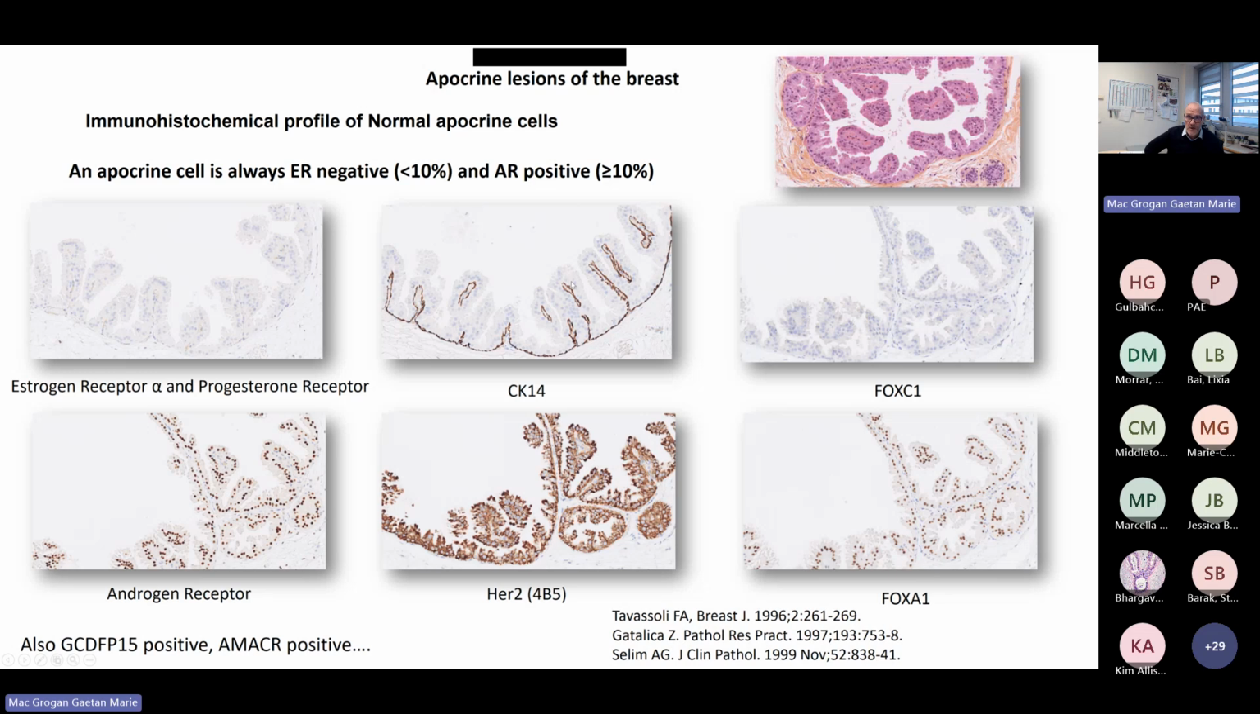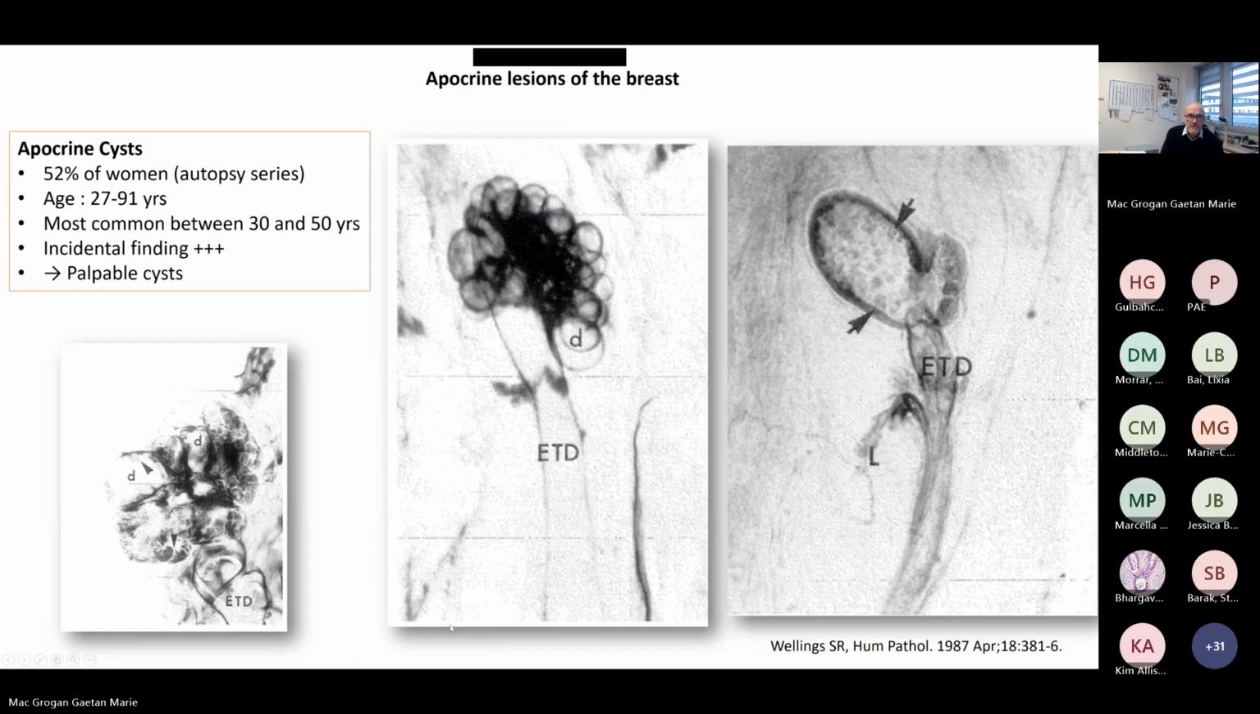The normal apocrine cells do not express high molecular weight cytokeratins, like for instance here cytokeratin 14 is negative. And as you can see, for the HER2 immunostain, you have this quite peculiar intense granular cytoplasmic staining of the apocrine cells with the 4B5, the Ventana 4B5 HER2 antibody. These apocrine cells are also GCDFP15 positive, MACR positive, but I'm not going to talk about these other markers.